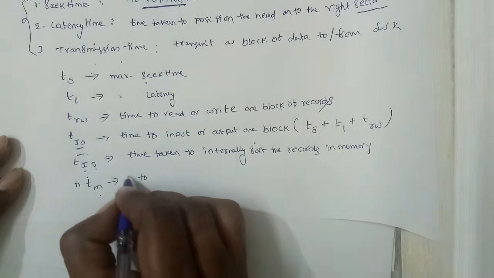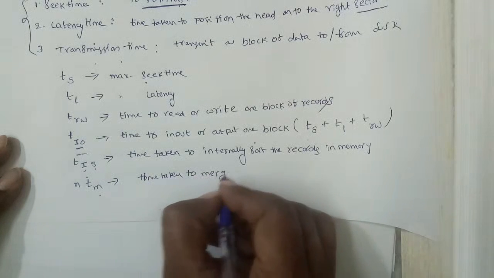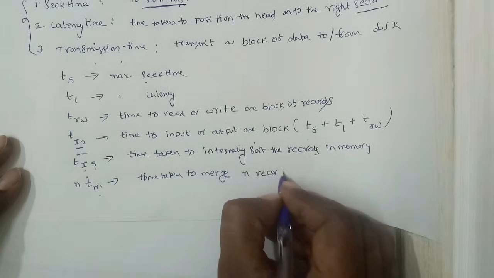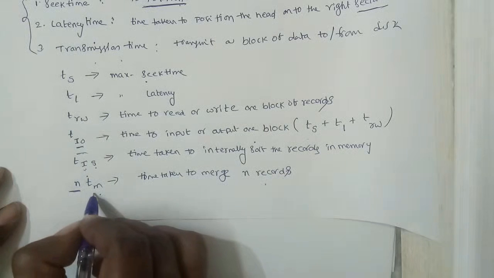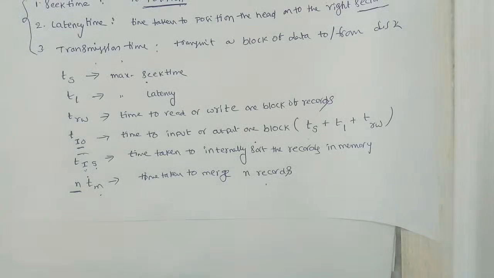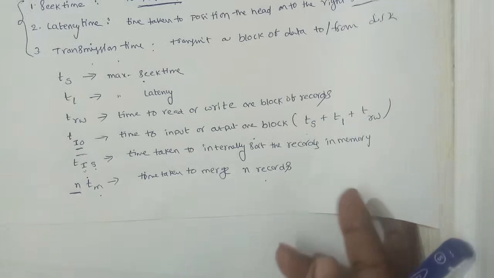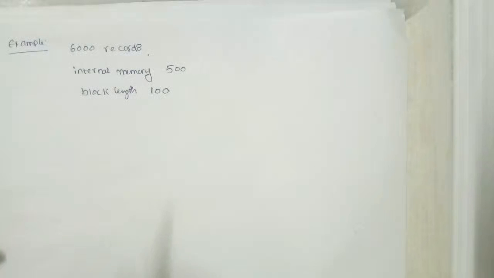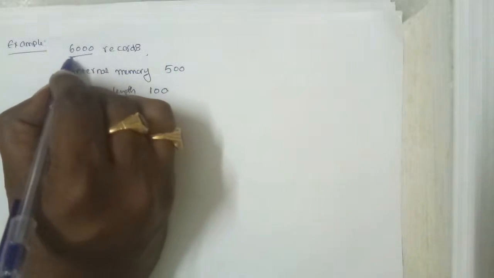It is the time taken to merge n records from the input buffer into the output buffer. So to merge n records, the time required is N TM. Remember these are the notations. Now based on these notations, consider an example and analyze the time complexity. Assume we have a list that consists of 6,000 records.